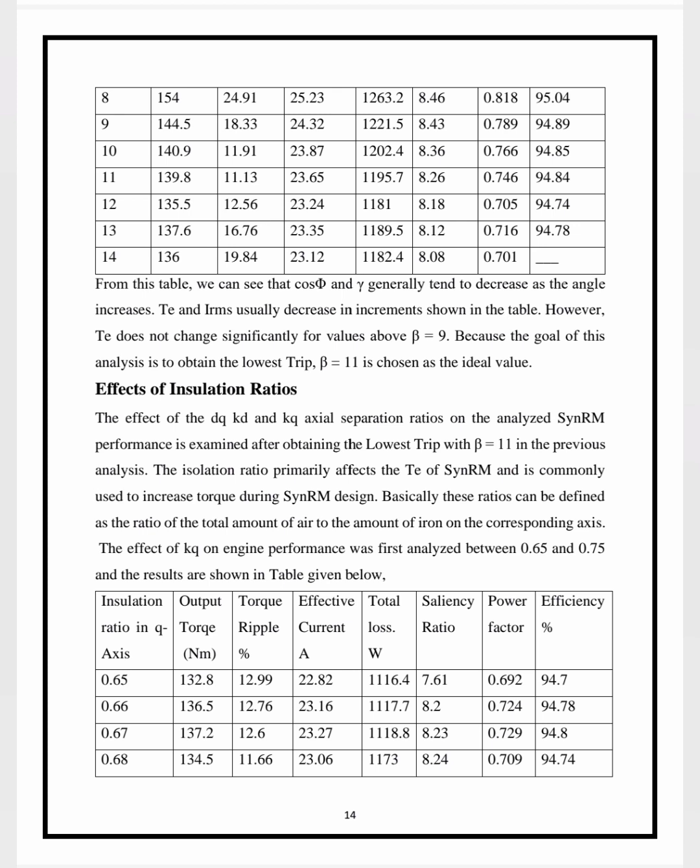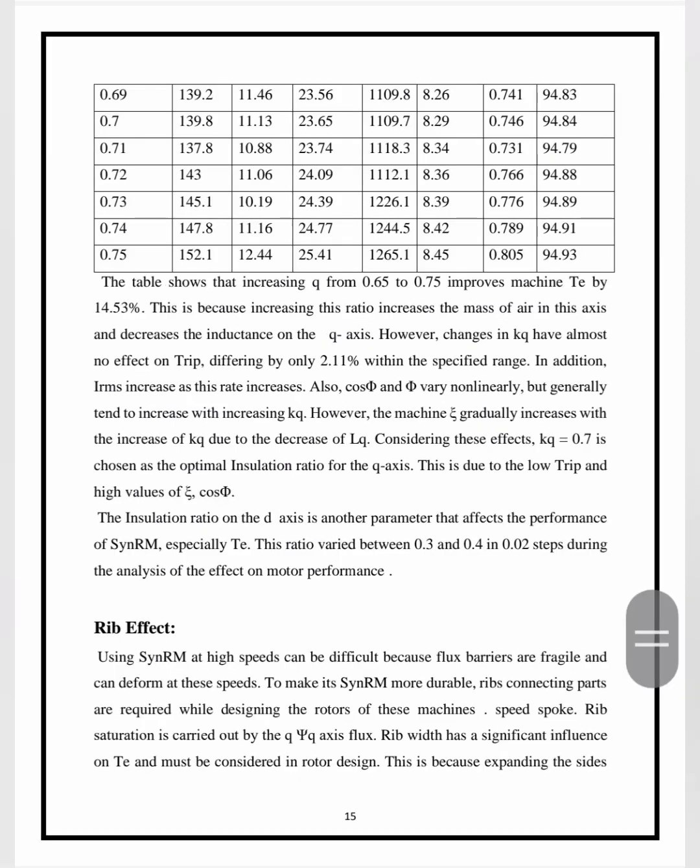Basically, these ratios can be defined as the ratio of the total amount of air to the total amount of iron on the corresponding axis, either the Q or D axis. The effect of the insulation ratio on motor performance was first analyzed between 0.65 and 0.75, and the results are shown in the table. We can see the insulation ratio in the Q axis, output torque, torque ripple percentage, effective current, total losses, saliency ratio, power factor, and efficiency. Now we can see that the efficiency is increasing as we are increasing the insulation ratio.